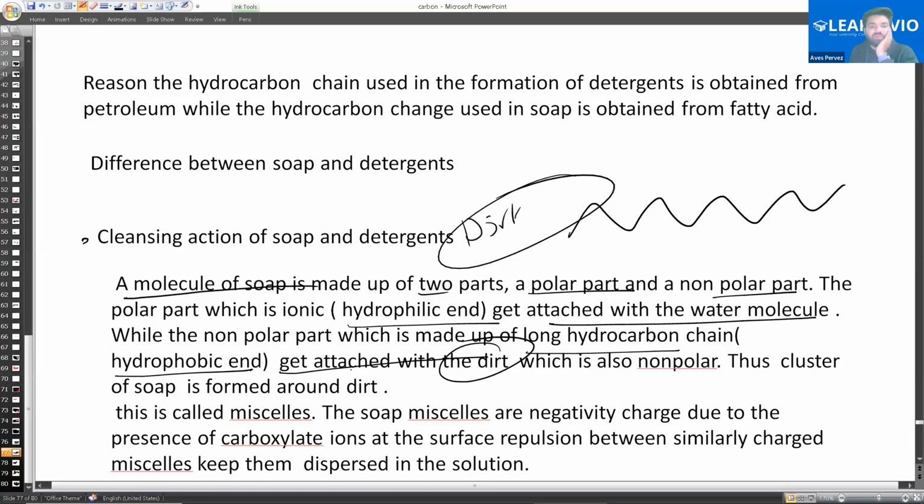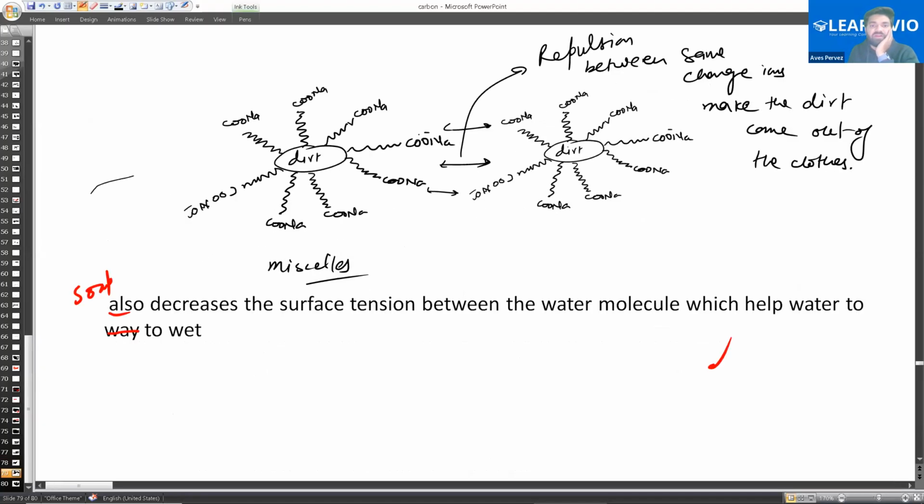Thus, a cluster of soap is formed, which has one end in the dirt. There are so many water molecules, and they get attached to the COO minus end. So this end is getting attached with the water molecule, H2O. Na will get diffused, moving here and there. This together we call micelles: dirt surrounded by the detergent molecules.